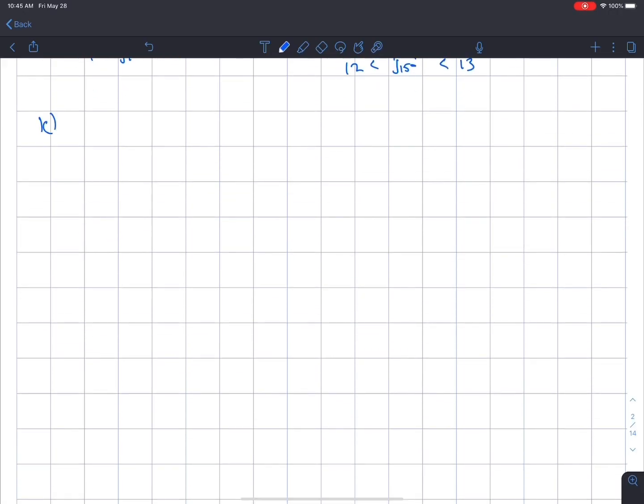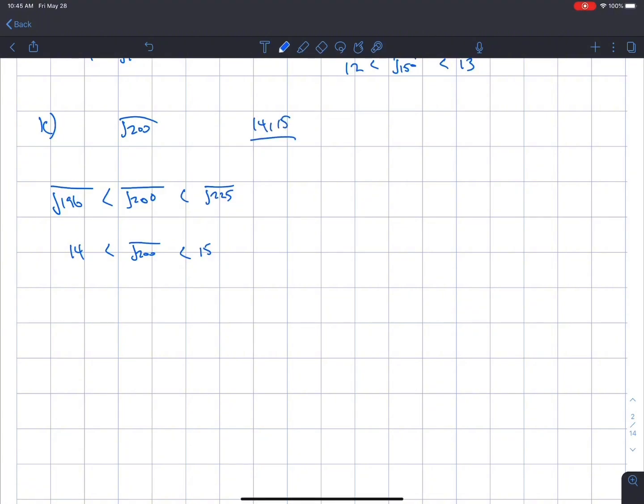Okay. Square root of 200. Same idea, these are slightly bigger. So the square root of 196 and the square root of 225. The square root of 196 is 14, and the square root of 225 is 15. Oh, square root of 300. Square root of 300 is in between the square root of 289 and the square root of 324. The square root of 289 is 17, and the square root of 324 is 18.